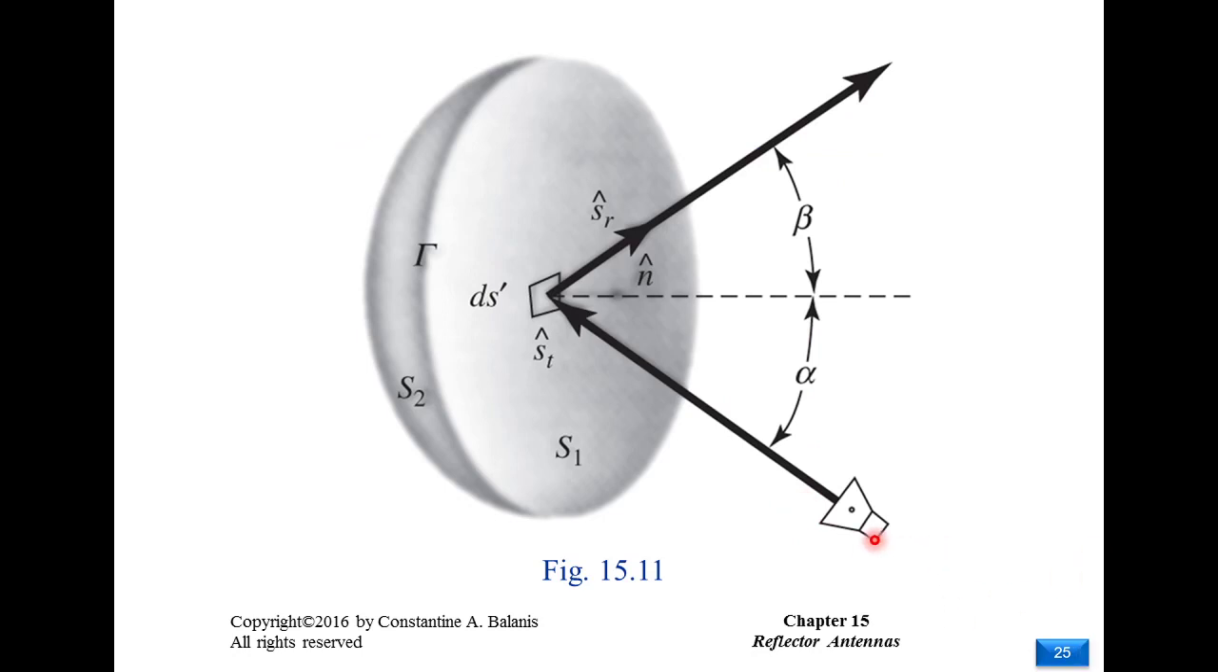So this is the idea. We have an illuminator. The illuminator will produce some electric field on the surface. We can use this to find J. Once we find J, we can find A by integrating over the whole surface. Once we have A, we can find E and H.